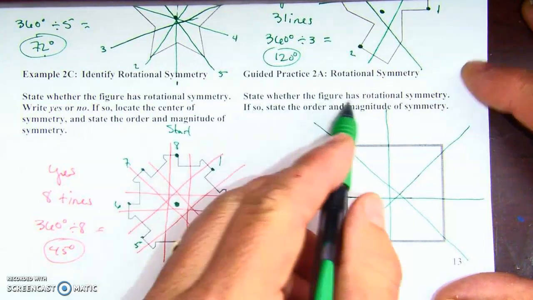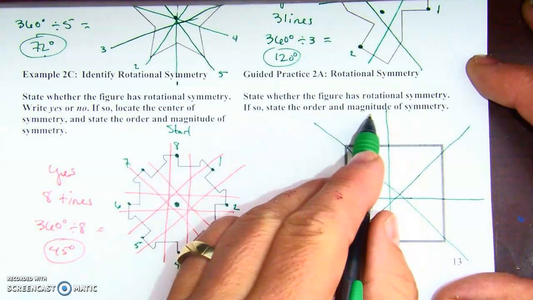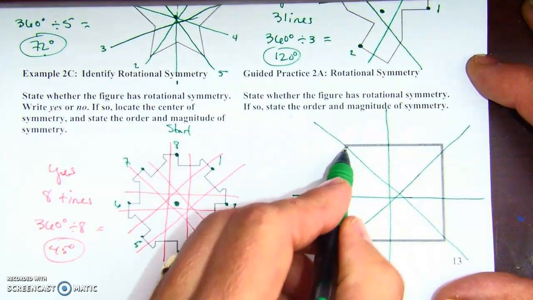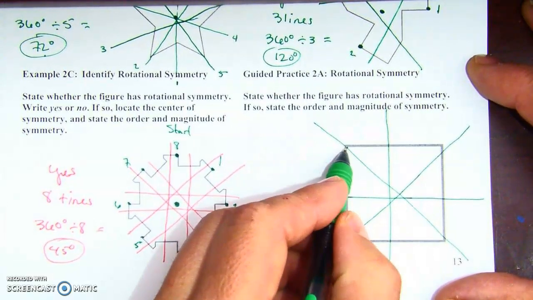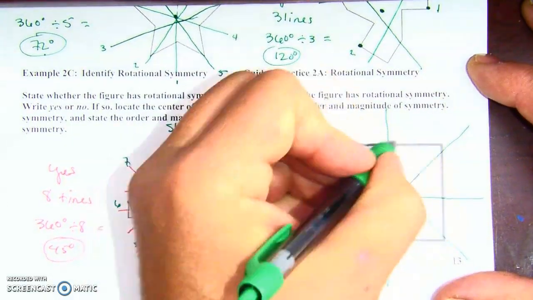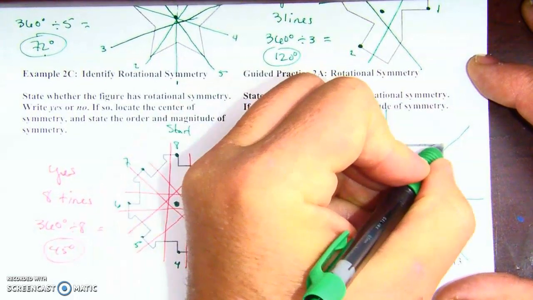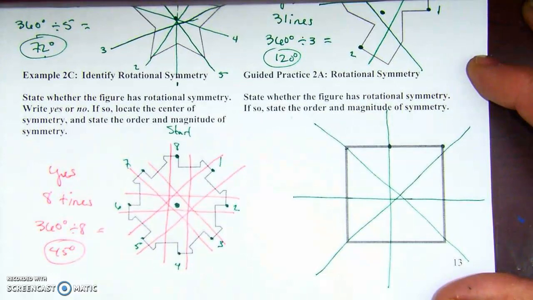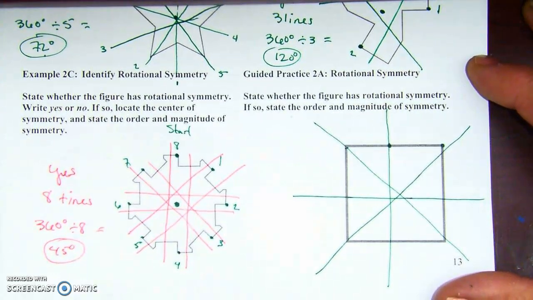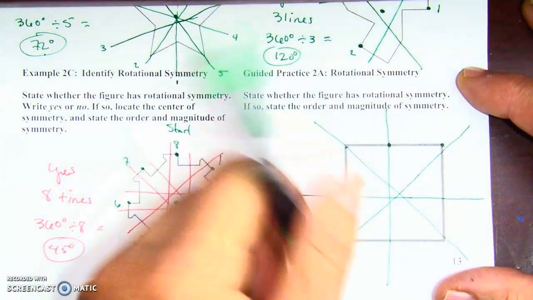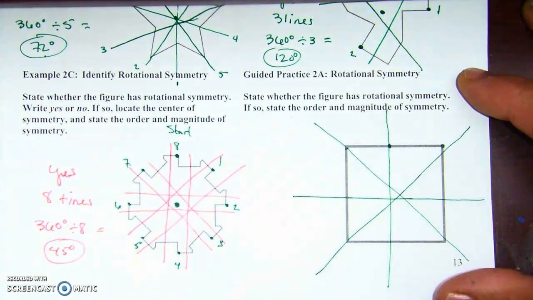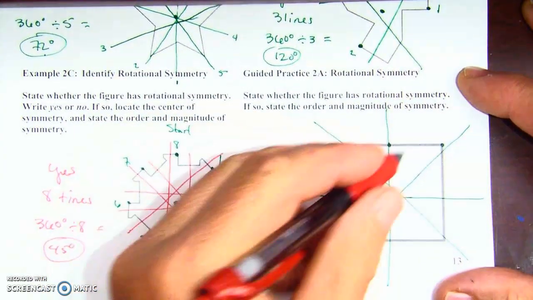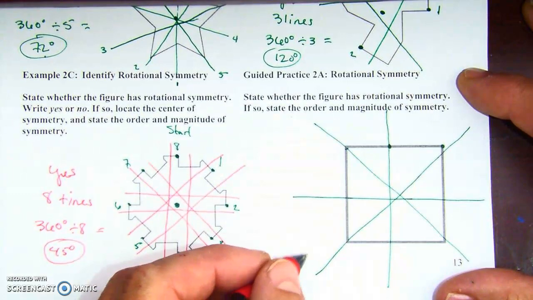Now here's the thing: state whether the figure has rotational symmetry, and if so, the order and the magnitude of symmetry. So if I were to rotate it from this point to this point, would it exactly look the same? Does diagonally work? It does not. So diagonally will not work on this. I did that on purpose to make sure you understood. Horizontally or vertically, whatever you want to call it, is what makes it work.